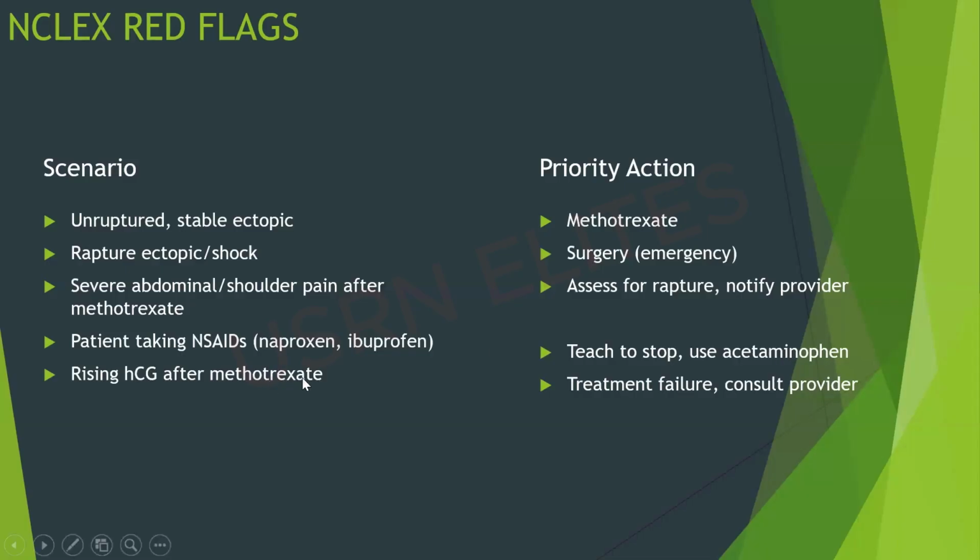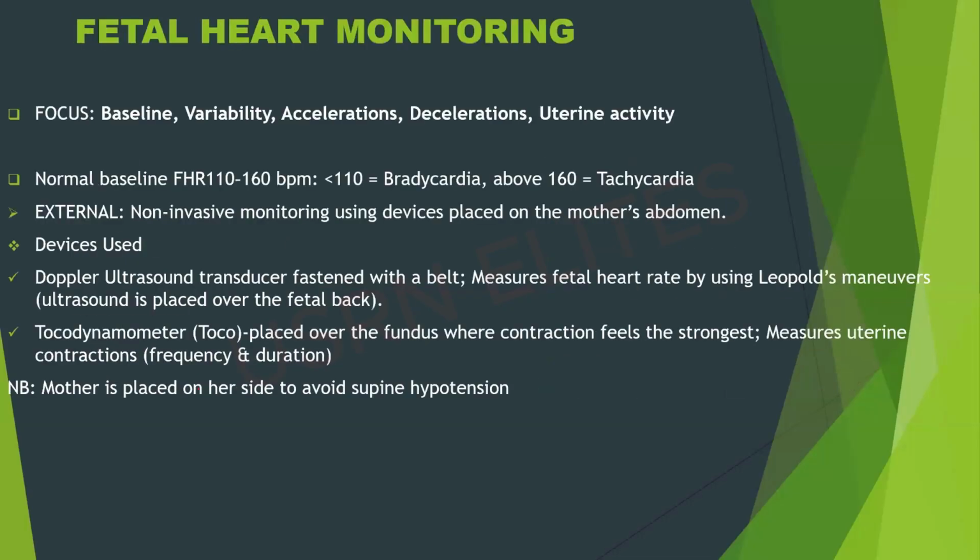And when after methotrexate there's rising HCG, it means that there's treatment failure. Know that treatment failure, because that's what we are doing. We are giving methotrexate to stop cell division so that the pregnancy tissues can be reabsorbed. So if you are getting high levels of HCG after methotrexate use, that is a strong indication that the methotrexate did not work. All right? So that is what you should know.